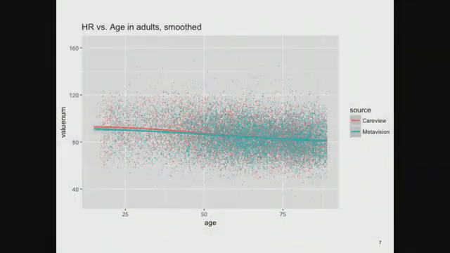If you look at just the adults, the two systems actually look very similar. So the blue and red dots are the two systems, and I've drawn the trend lines between them, and you can see that they're very similar. So it looks like as you get older, your heart rate declines very slightly, but it does so equally in the two data sets. Yeah?